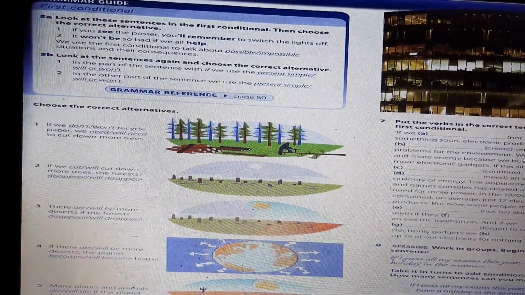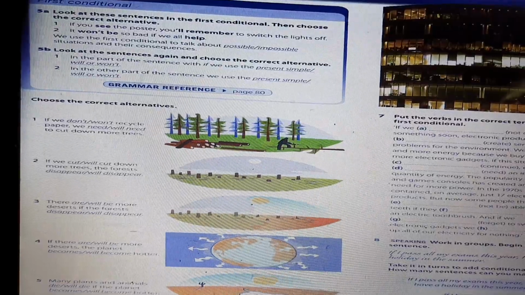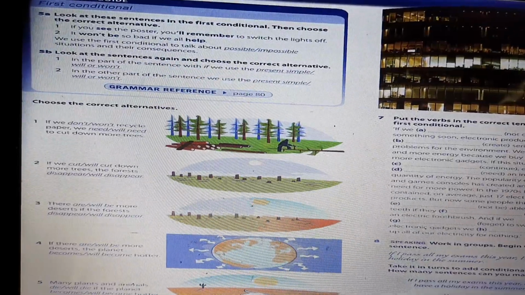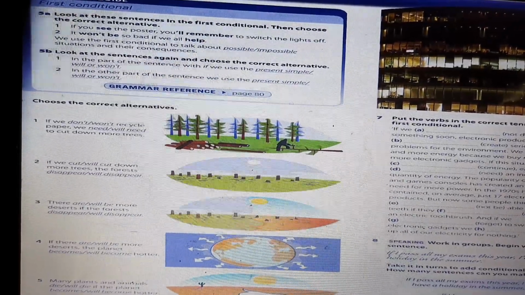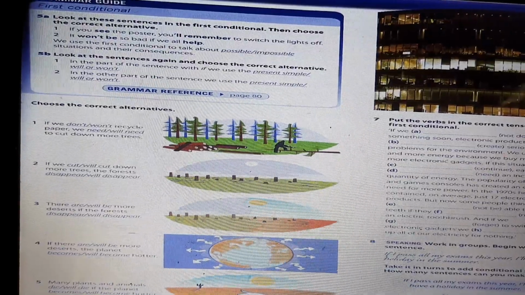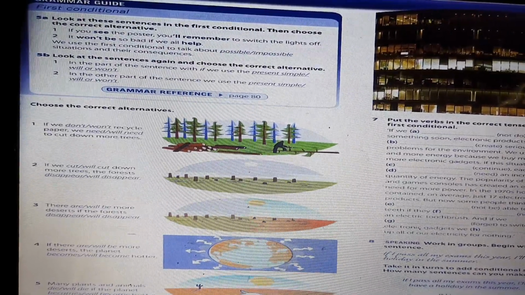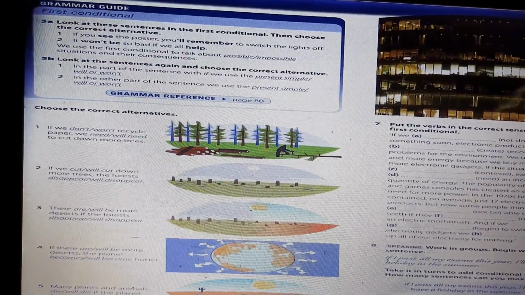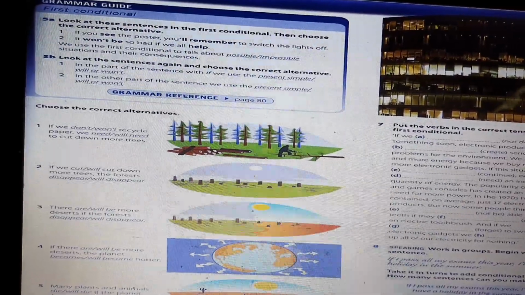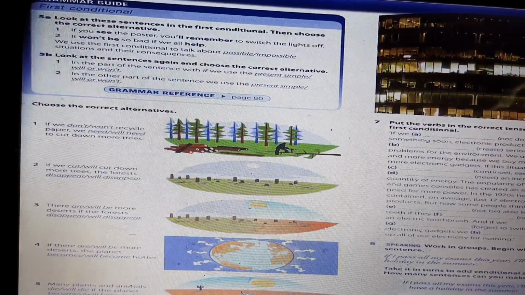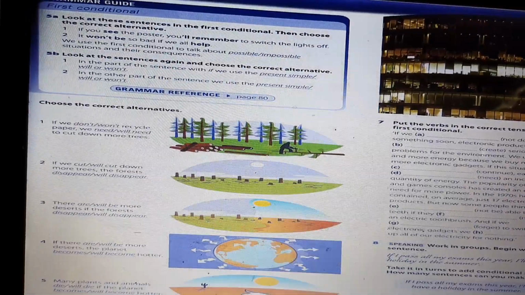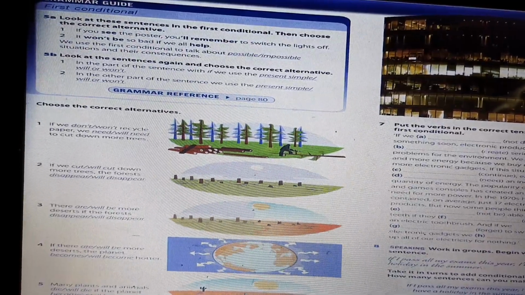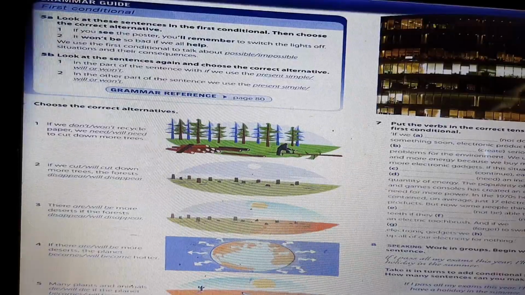Okay? Number 2, if we cut or will cut down more trees, the forest disappear or will disappear? What do you think? Can we say if we will cut? Can we put if and will together? No, of course not. We should put will in the second part. So it becomes if we cut down more trees, what will happen to the forest? The forests will disappear. Again, if we cut down more trees, the forests will disappear.